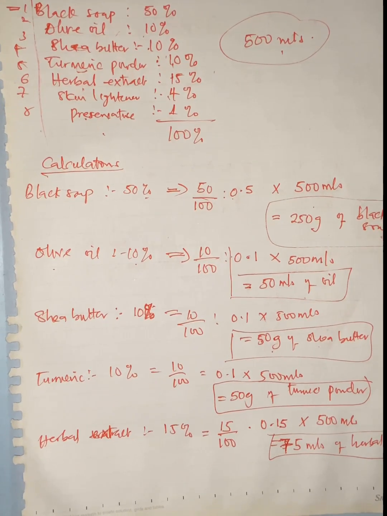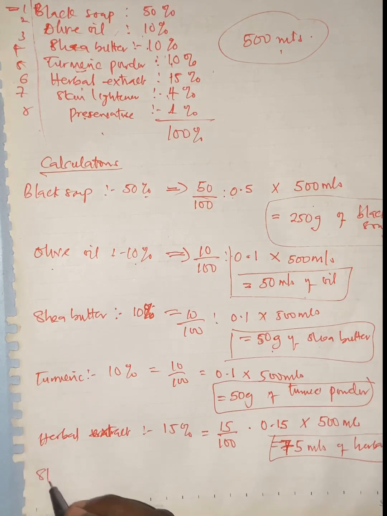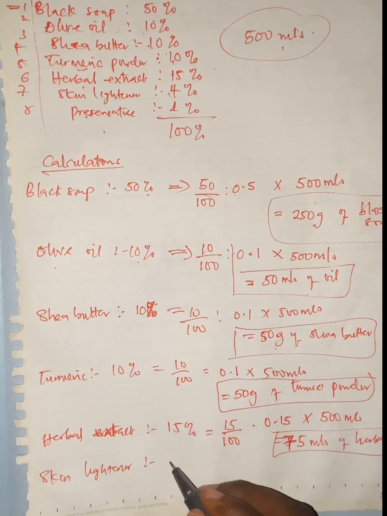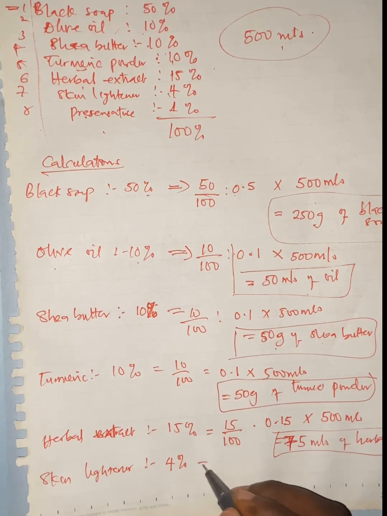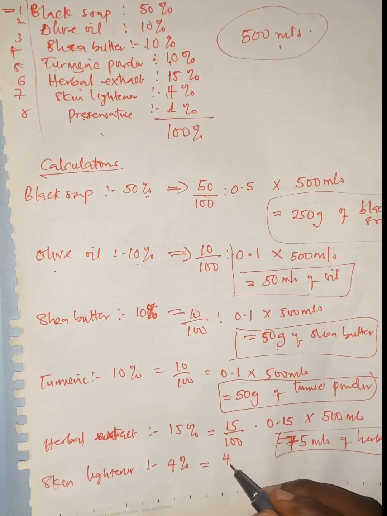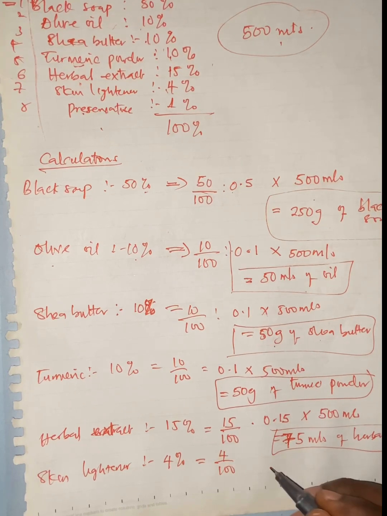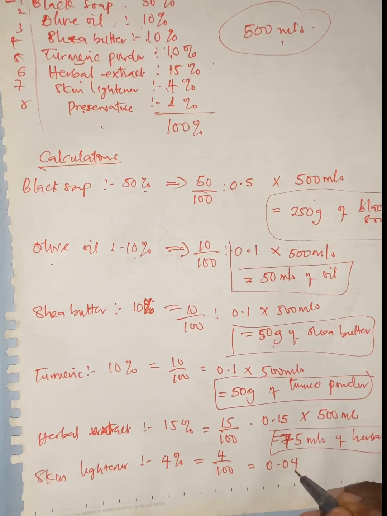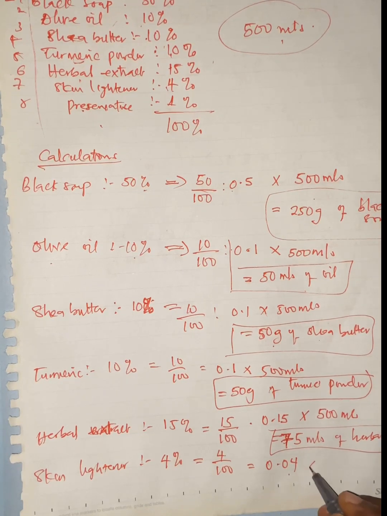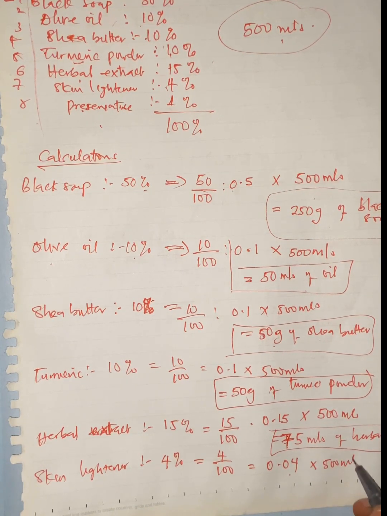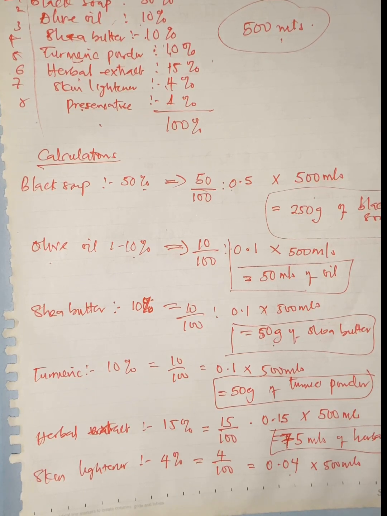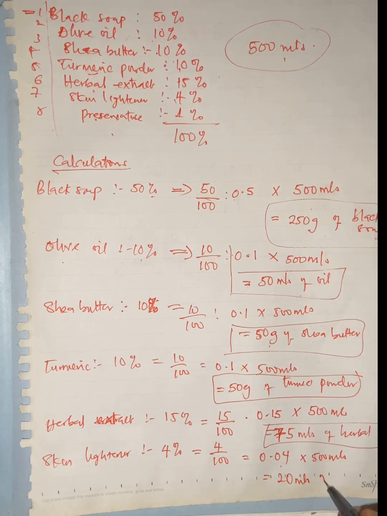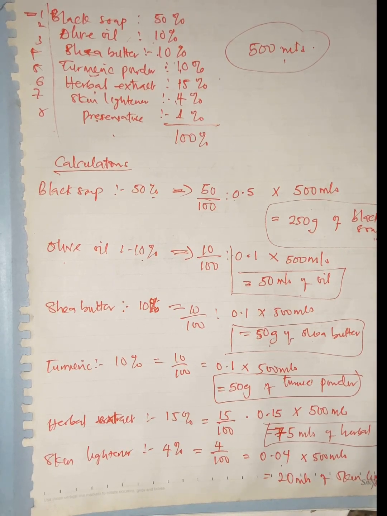The next one to calculate is our skin lightener. For the skin lightener, they say we should have 4%. So 4% is 4 all over 100, right? So 4 all over 100 will give us 0.04. So 0.04 times 500 ml from above, and that will give us 20 ml of skin lightener.